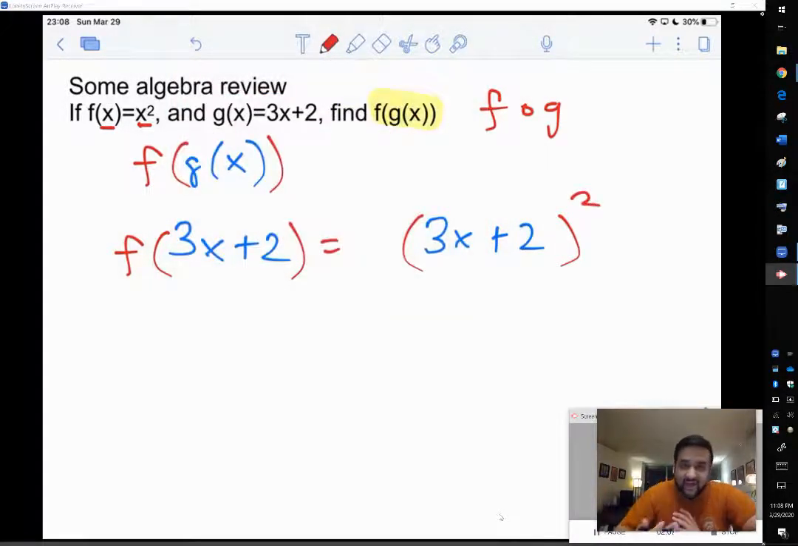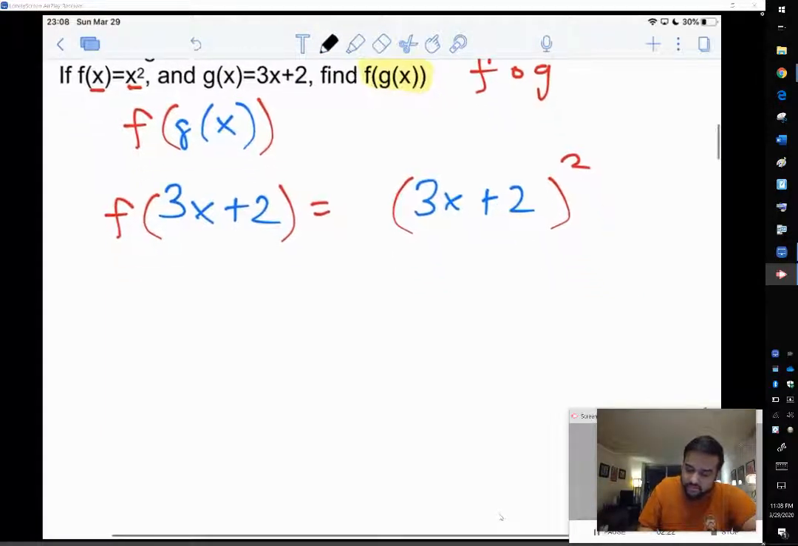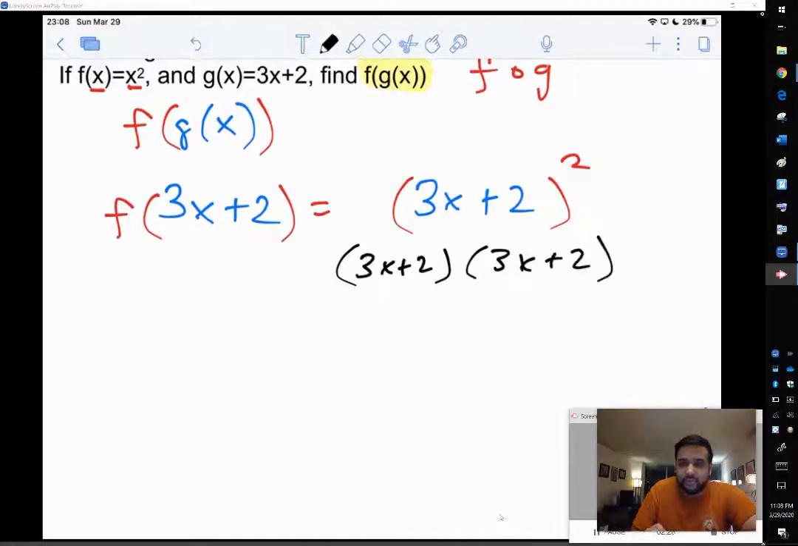So f of 5 is 5 squared. F of 7 is 7 squared. F of 3x plus 2 is 3x plus 2 squared. Well, we know our algebra, which means that we know that 3x plus 2 squared is the same thing as 3x plus 2 times 3x plus 2. We're going to do some double distribution here.